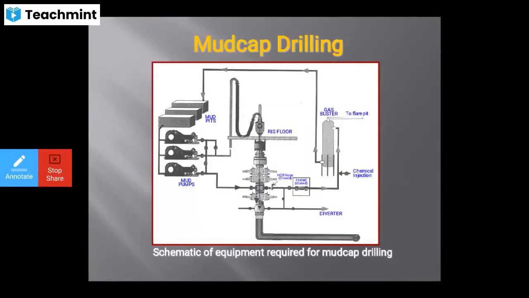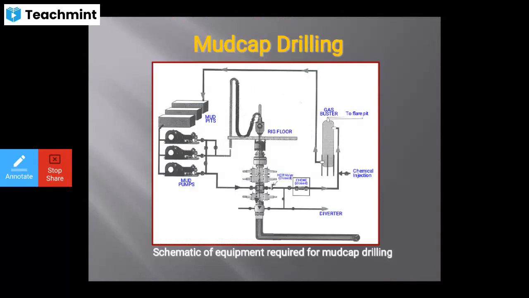So what is the schematic diagram of equipment required for the mudcap drilling? So you will see here from your rig floor, the HCR valve is closed, then choke is closed, that is choke manifold line. Then diverter also is there. Then gas buster to flare. Then chemical injection is shown, and the circulatory system from your rig floor. You can see all the mud pits and the mud pumps. One, two, three mud pumps are there for the mudcap drilling.